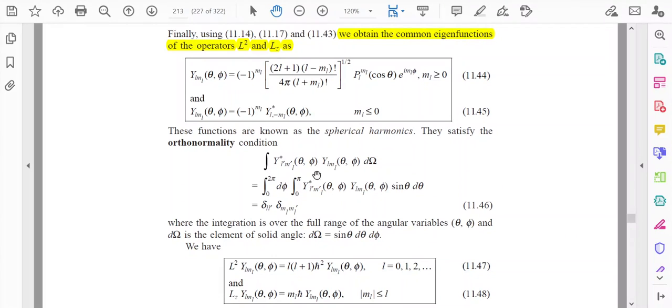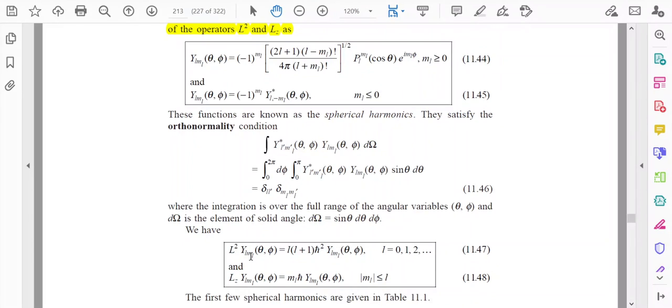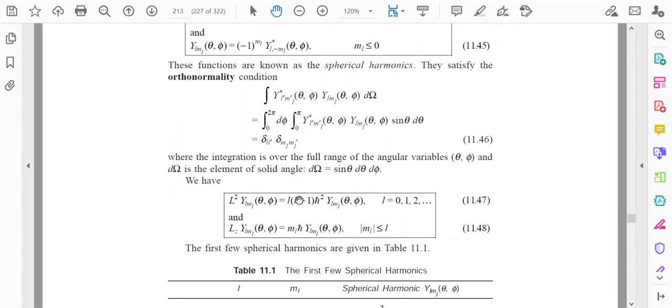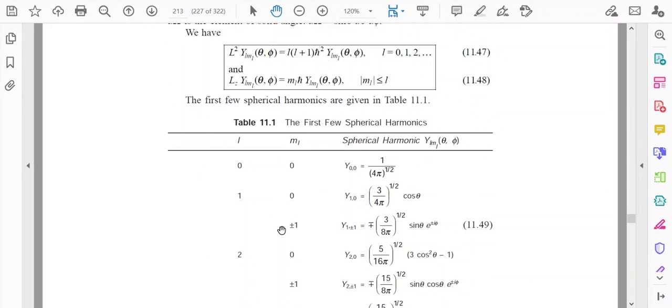There are some orthogonality relations for the spherical harmonics. For example, this is the orthogonality relation: Y star into Y is equal to this one. And we can write L square into Y is equal to L into L plus 1 into h cut square into Y. We have already said that the eigenvalues for L square will be L into L plus 1, and L is equal to 0, 1, 2, and so on. Lz into Y is equal to ml into h cut into Y, for mod of ml less than or equal to L. So these are the eigenvalue equations involving Y.